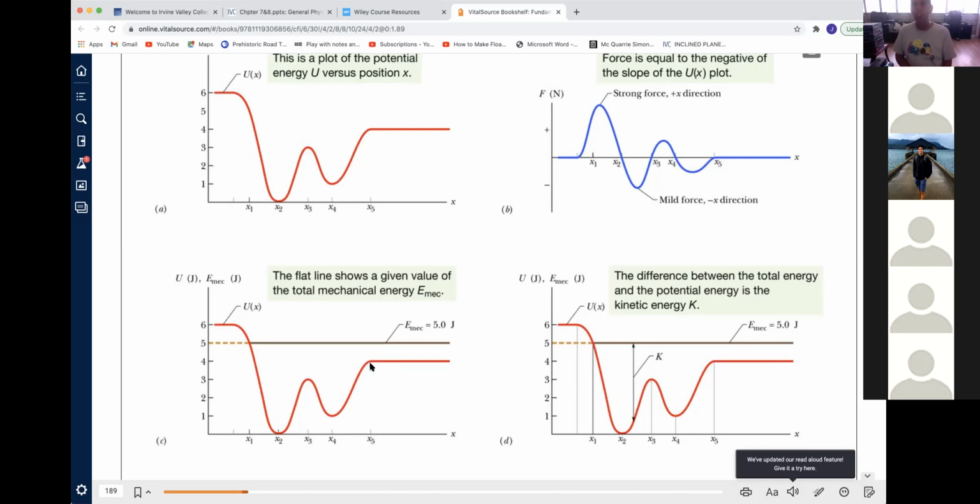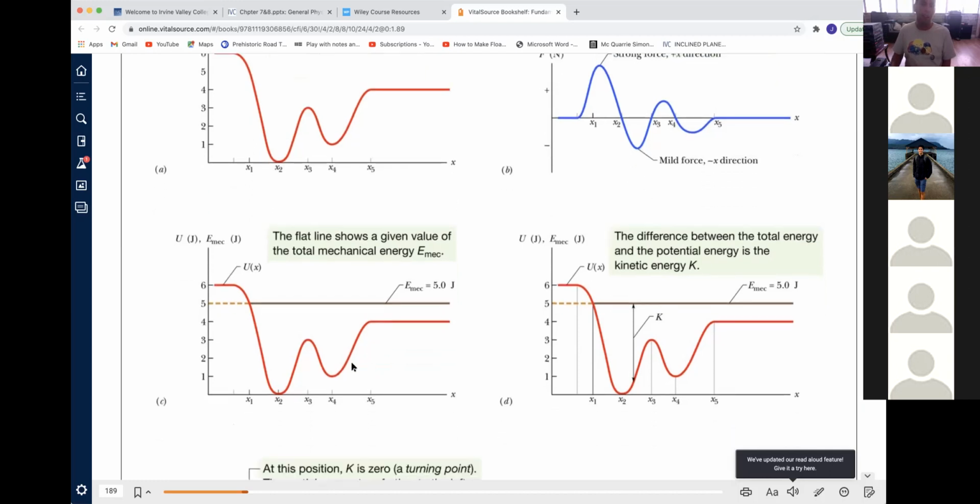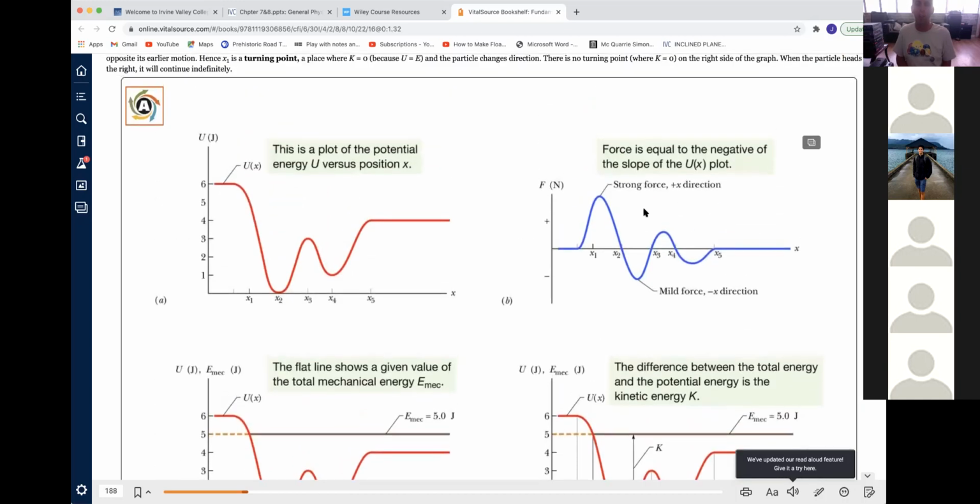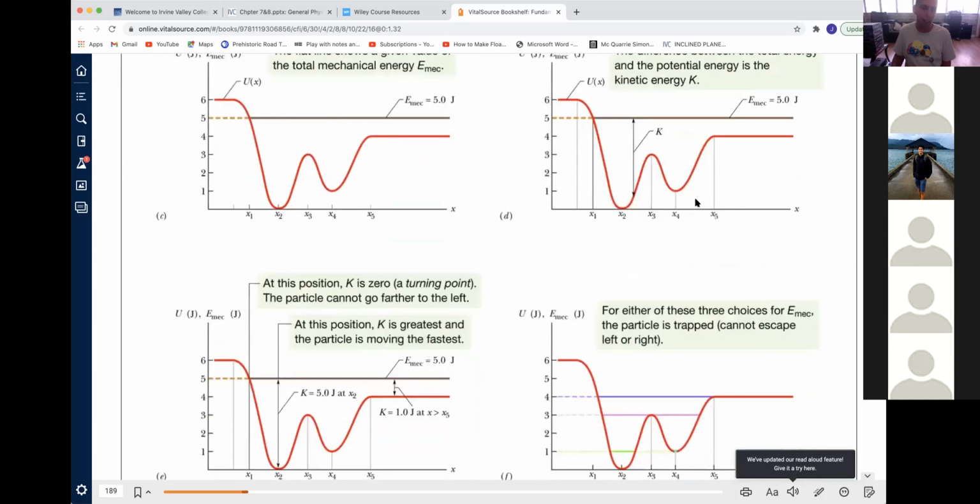In order to get out, it has to have at least 4 joules of mechanical energy. So if it had 5 joules here, anywhere greater than x5, it would have a joule of kinetic energy. mv squared over 2 would equal 1 joule. And it could get away as long as the mechanical energy, the total energy of the whole system, were 5. This is showing you the force, and the negative slope of the force graph is the potential energy.